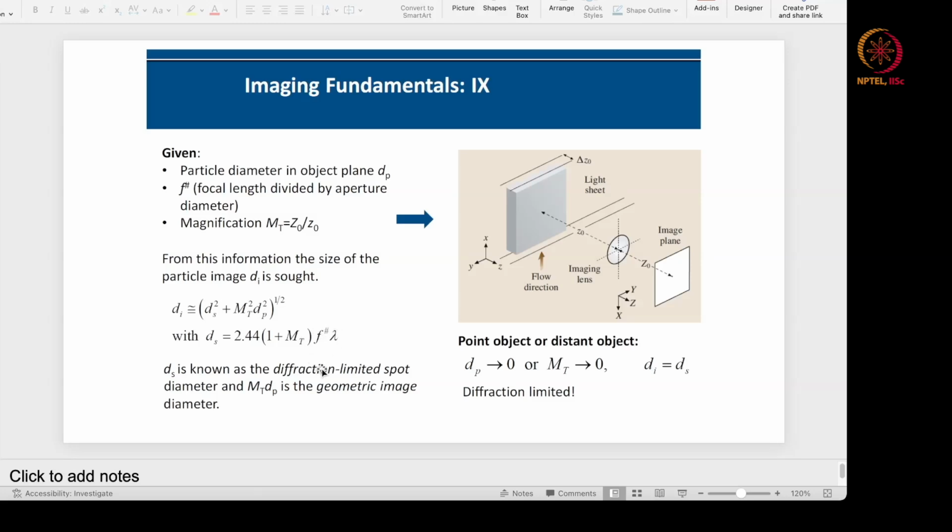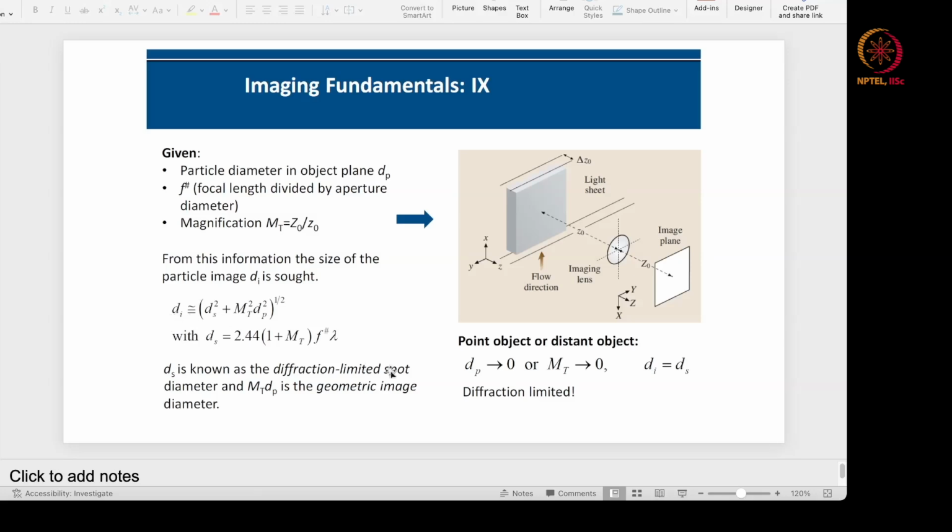Now this ds, you should recognize, is a factor that now enters your equation, and this is the diffraction limited spot. So you need to know this to actually calculate what will be the diameter of the imaged droplet, and find out what will be the actual diameter of the particle in question, if that is the objective.